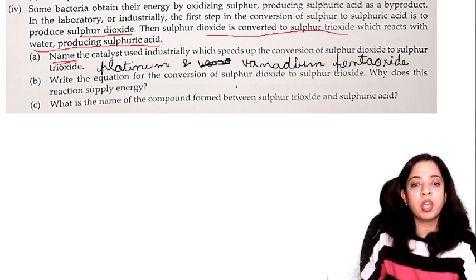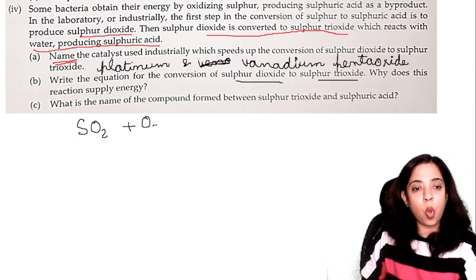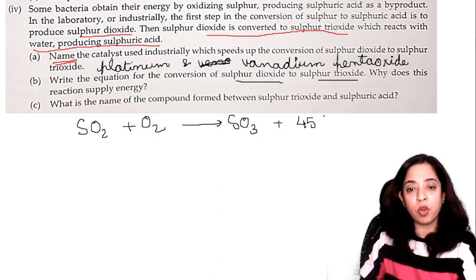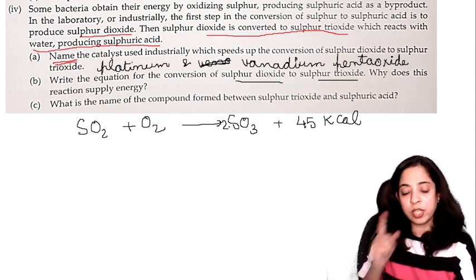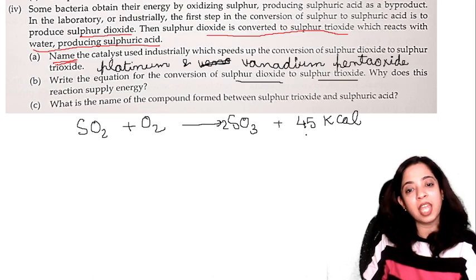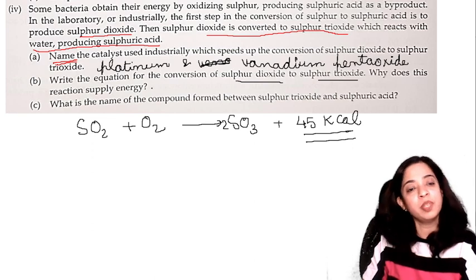Now write the equation for the conversion of sulfur dioxide to sulfur trioxide. Why does this reaction supply energy? Look, SO2 reacts with oxygen to form sulfur trioxide, and a lot of energy, 45 kilocalorie of energy, is released. So when conversion of SO2 to SO3 takes place according to the following reaction, 45 kilocalorie energy is supplied because this is an exothermic reaction and this energy is given out. So why does this reaction supply energy? Because it is an exothermic reaction, you will say.